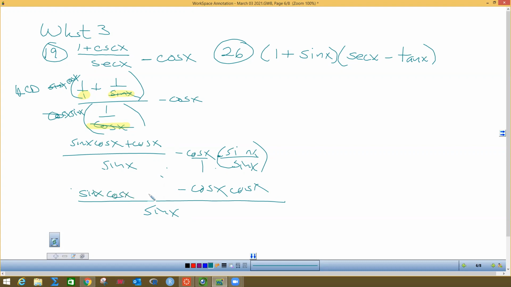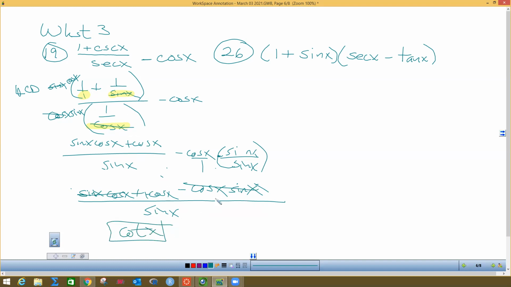And now I can add the like terms on the top, which is this sine x cosine x and this negative sine x. Oops, I put that wrong. That should be sine x cosine x, sorry. So this positive sine x cosine x cancels out with this negative sine x cosine x. So I get cosine over sine, which is cotangent x, which is my answer.